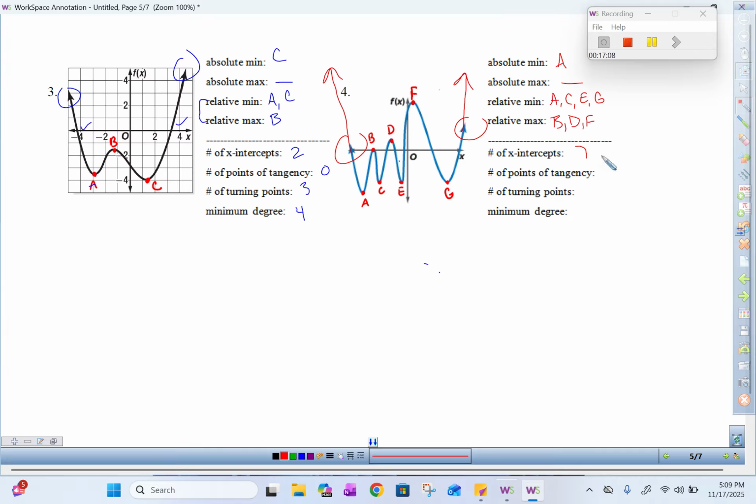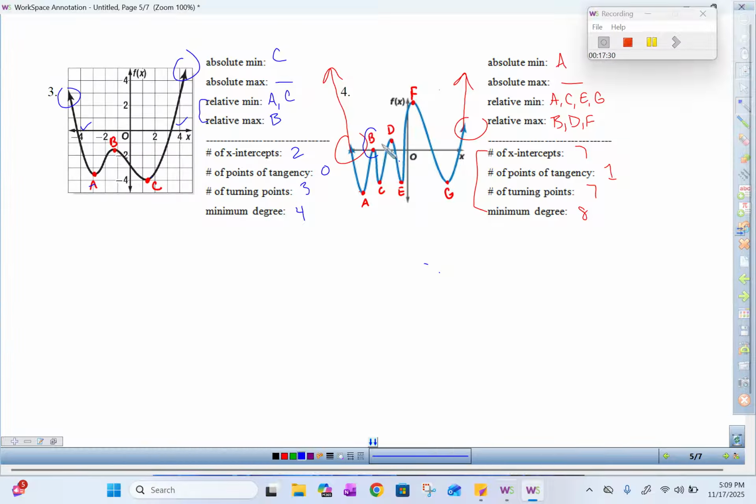One of those was a point of tangency. Number of turning points is 1, 2, 3, 4, 5, 6, 7. And then that makes the minimum degree 8. Now, if you notice the number of x-intercepts says 7, but minimum degree, we're going to talk about points of tangency for a second here.